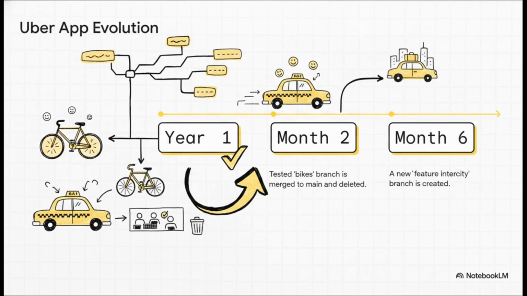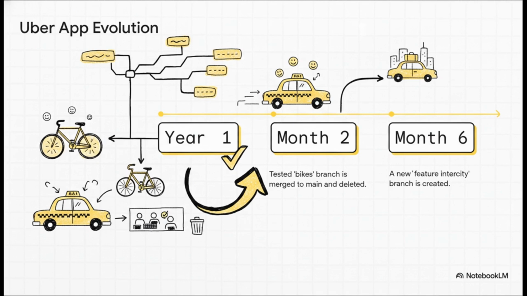Let's actually look at how this plays out with the evolution of an app like Uber. So year 1, the core cab's code is working flawlessly for millions of users. Awesome. But then leadership decides they want to introduce bikes. In month 1 of that update, instead of messing with the golden cab code, developers spin up an isolated feature bikes branch. A whole team works only in that specific sandbox. Fast forward to month 2, once they're 100% confident the bike code works perfectly, that branch is merged back into the main application and then deleted.